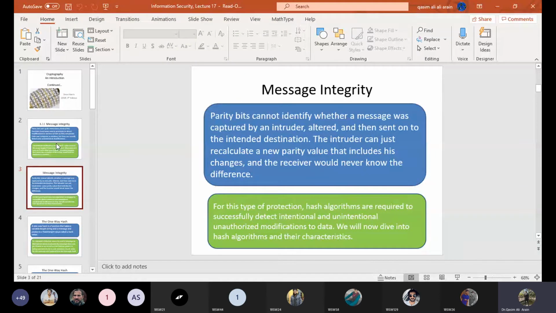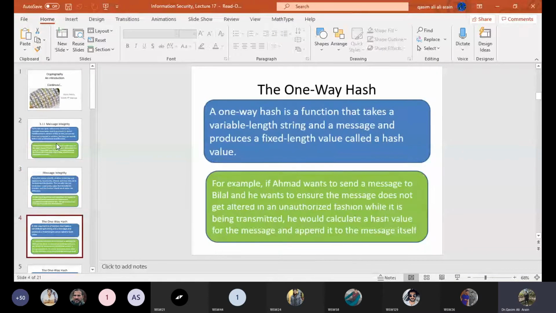The information must not be modified. How we are going to manage this type of situation, that we are going to manage with the help of a hashing algorithm. Now what are these? Let's dive into this. The one-way hash.